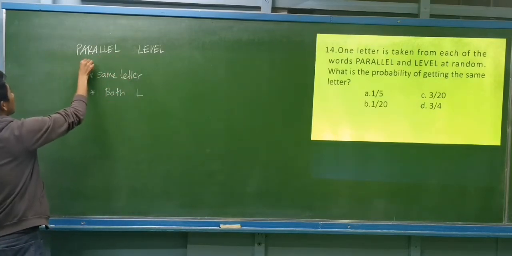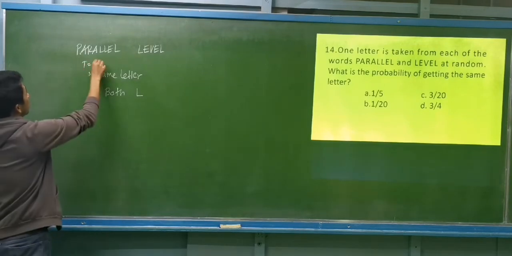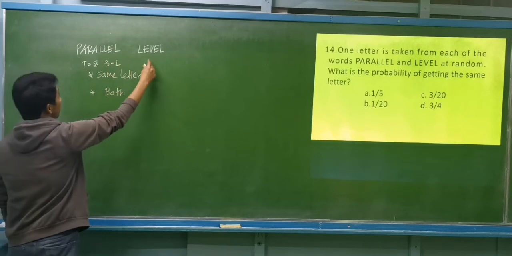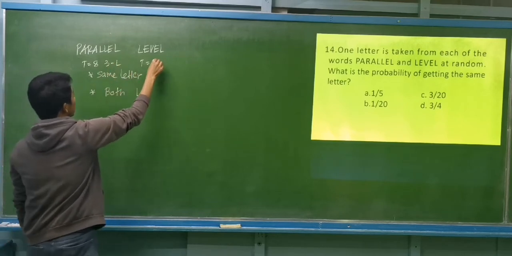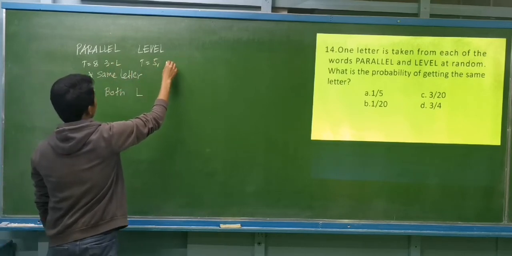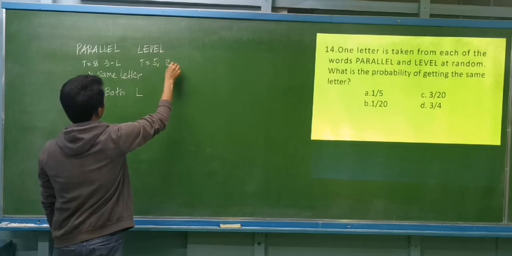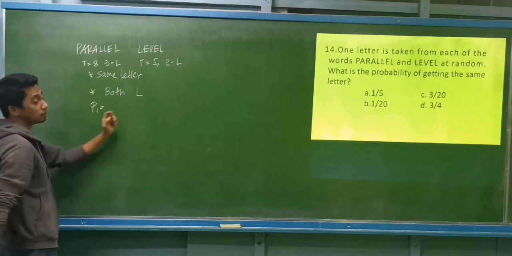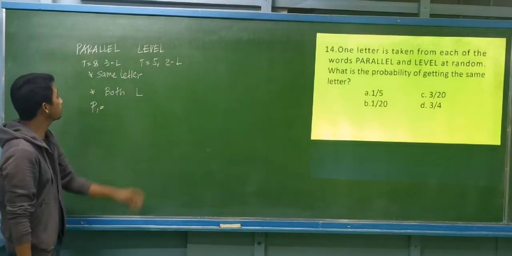So ano yung total nito? Ilang letters yung word na parallel? This is 8. Meron tayong tatlong L. Ito naman, yung total natin is 5. Then meron tayong dalawang L. So ito yung first case natin, probability 1. Both letters are letter L.